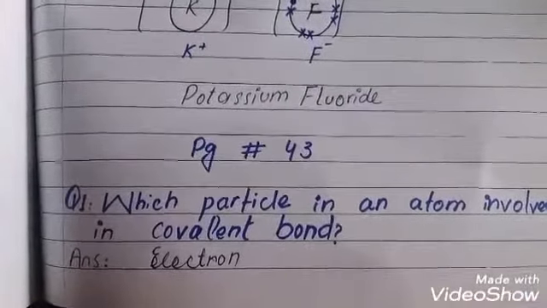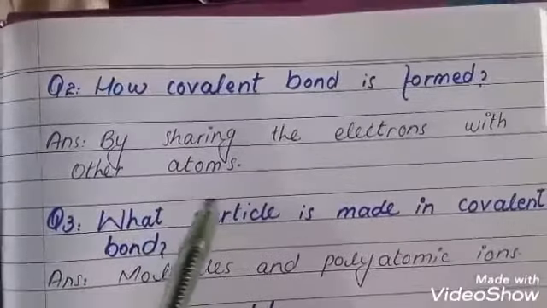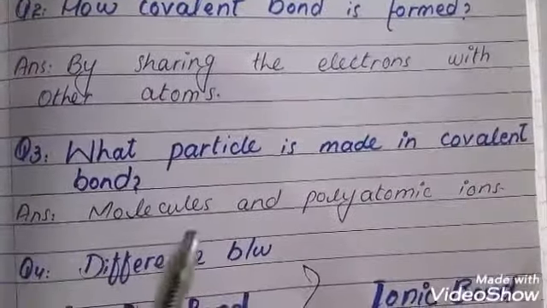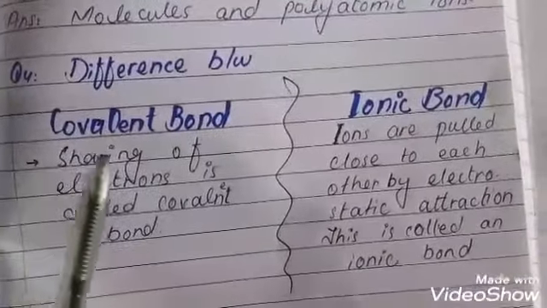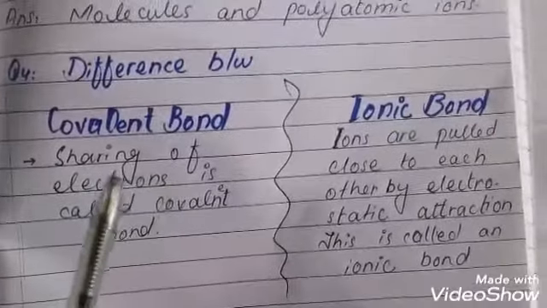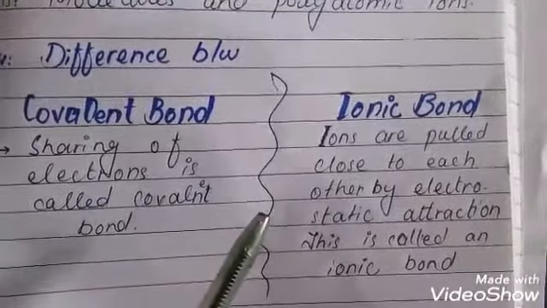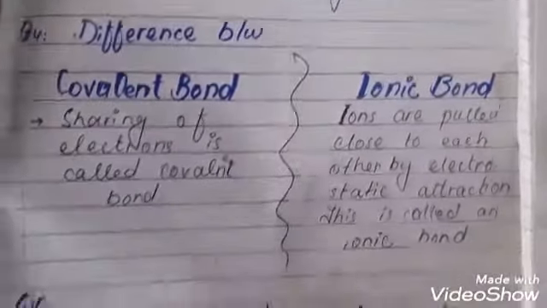Now test yourself questions, page number 43, and the answers are: first question, which particle in an atom is involved in a covalent bond? Electron. Second question, how is a covalent bond formed? By sharing electrons with other atoms. Third question, what particles are made by covalent bonds? Molecules and polyatomic ions. Fourth question, differentiate between covalent bond and ionic bond. Sharing of electrons is called a covalent bond. In ionic bonds, ions are pulled close to each other by electrostatic attraction. This is called an ionic bond.